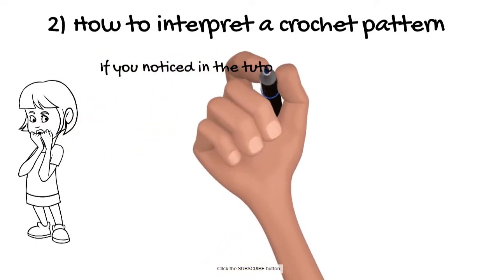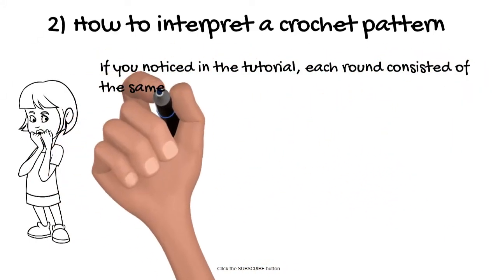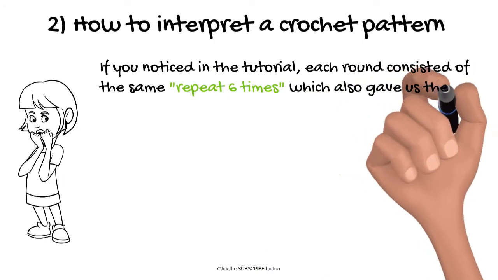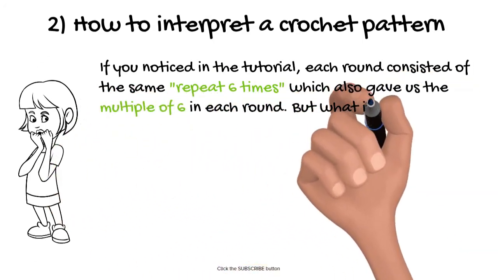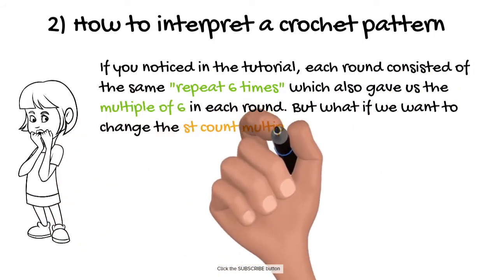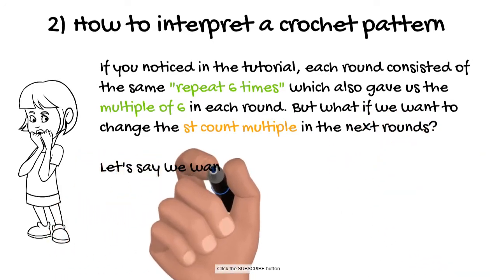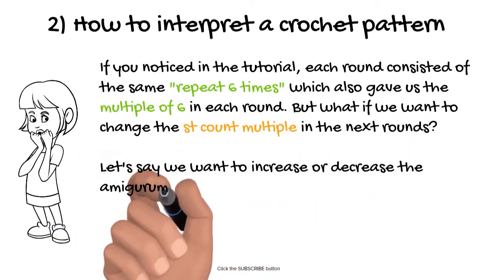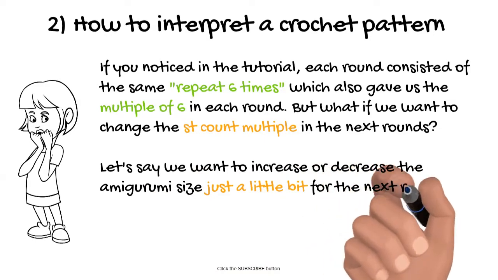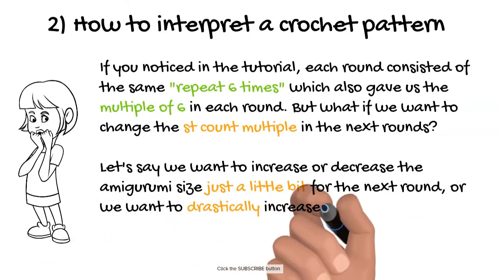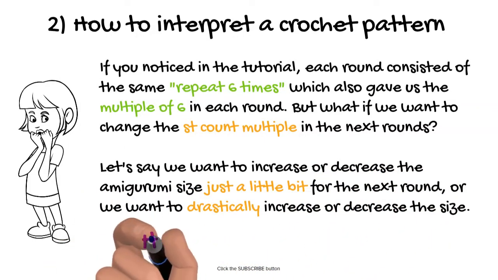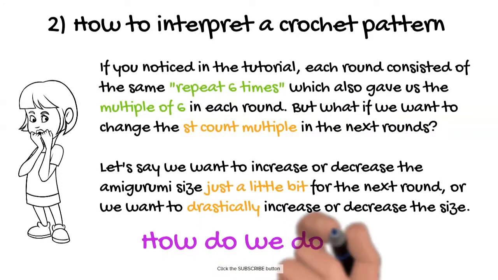So if you noticed in the tutorial, each round consisted of the same repeat 6 times, which also gave us a multiple of 6 in each round. But what if we want to change the stitch count multiple in the next rounds? Let's say we want to increase or decrease just a little bit, or we want to drastically increase or decrease the size. Well, how do we go about doing that?